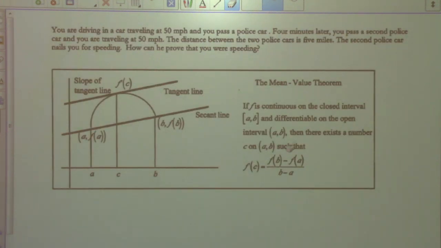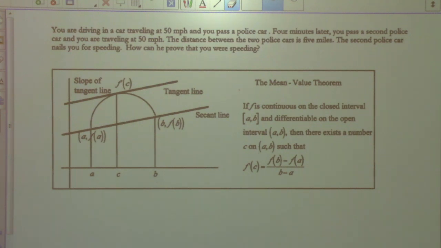And here we have the mean value theorem. It's a similar sort of thing. Here you have a verbal situation. It says you were driving a car at 50 miles per hour and you pass a police car. 4 minutes later, you pass a police car and you are traveling at 50 miles per hour. The distance between the two police cars is 5 miles, and the second police car nails you for speeding. How can he prove that you were speeding?